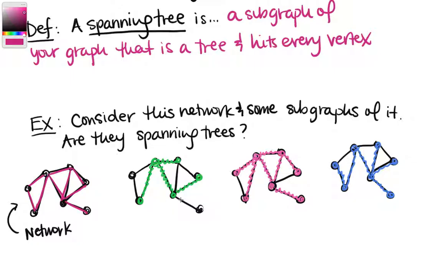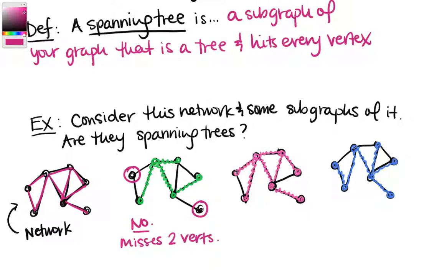are spanning trees. So first let's check out this green graph. Well, it's a subgraph because it's only edges that exist in the original, and it's a tree. There are no circuits in green, but it fails to hit every vertex. So this is not a spanning tree because it misses two vertices.